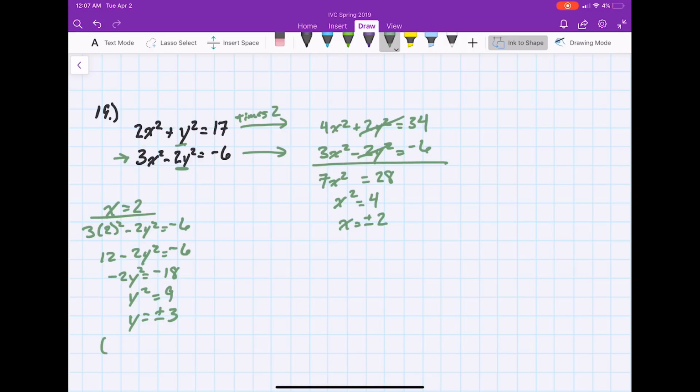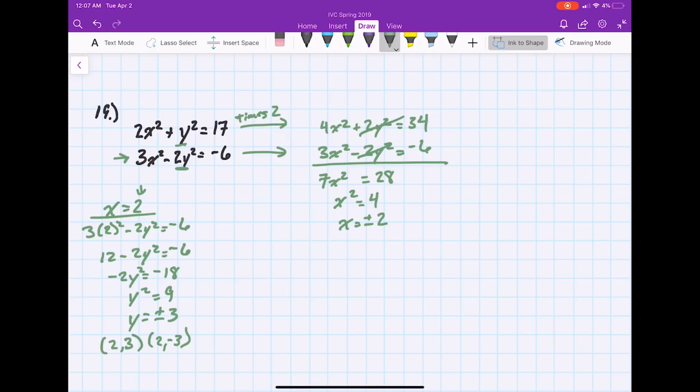So basically, I take my 2, which was my x value, and I'm going to get 2 ordered pairs here. I'm going to get 2 plus 3, and I'll get 2 minus 3. And of course, we don't say plus 3, we just say 3. So fix that guy. There we go.